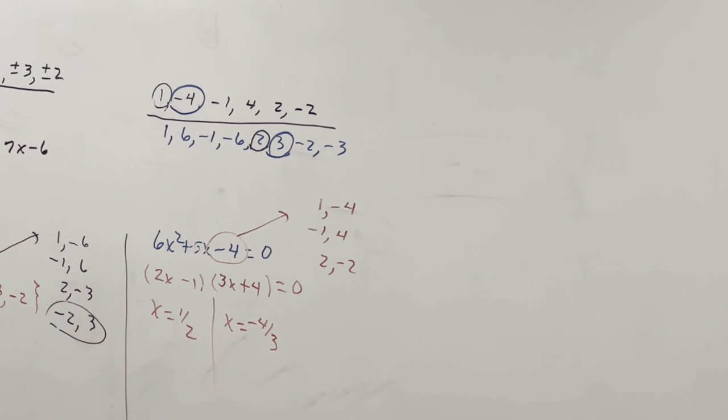Your textbook labels this, they use P over Q for the initials. P is the top part, those are the factors of your constant term, and Q, the factors of your leading coefficient, just like the kid in middle school.